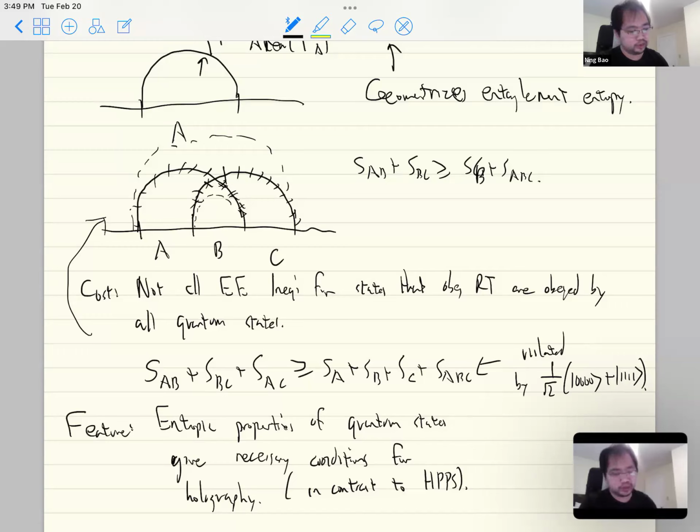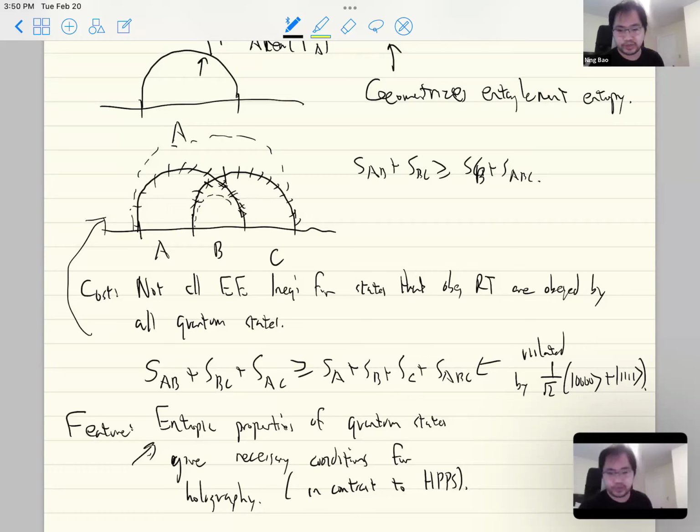And these tell you that in order for those bulk regions to obey Ryu-Takayanagi, so in some sense, in order for the bulk regions to be geometric, certain entropic properties need to be obeyed by those states. So it's an independent set of conditions that are necessary for allowing a particular state in a particular theory to be holographic.